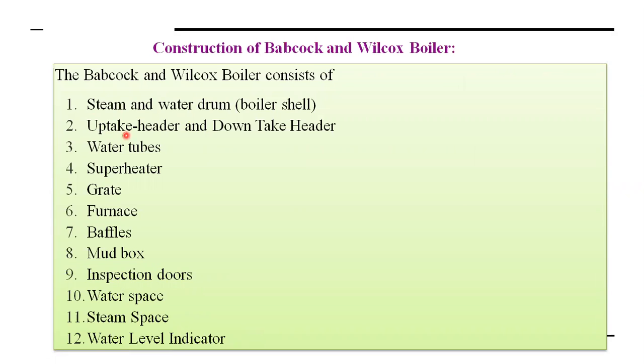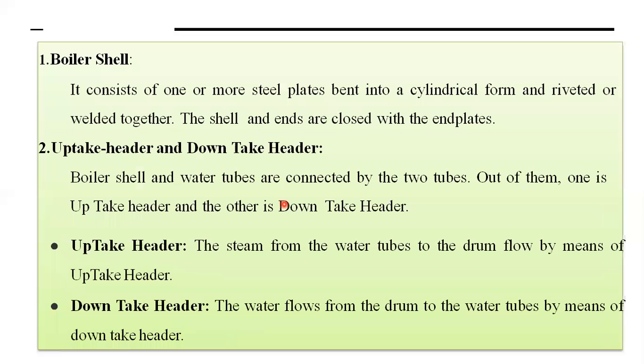Then it consists of an uptake header and a downtake header. Then water tubes, superheater, grate, furnace, then baffles, mud box, inspection door, then the water and steam space, then the water level indicator. Such are the parts or devices present in the Babcock and Wilcox boiler. Now we will see these parts in detail.